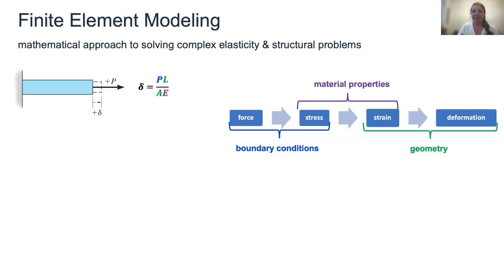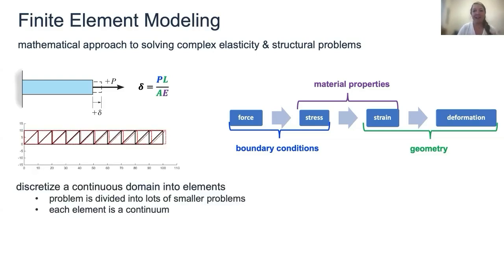But if we weren't using these simpler conditions and simpler geometries, this would be a hard problem to solve by hand. The finite element method is essentially discretizing our problem. In this case, we could take our beam and divide it into all of these little elements, the triangles in the picture here, where each element is its own smaller mechanics problem, and then they have to agree with each other at their boundaries.